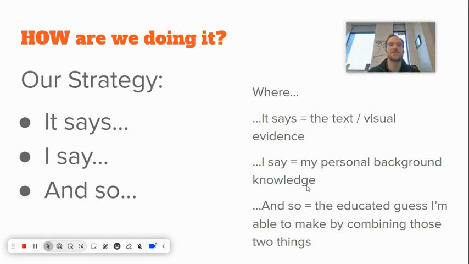It's similar to our annotation strategy, where we made a kind of mental picture of what the text was saying and then added our background knowledge to it to help interpret the author's point. Same deal here. Text evidence plus activating our brain equals an intelligent inference about what's going on in the story.